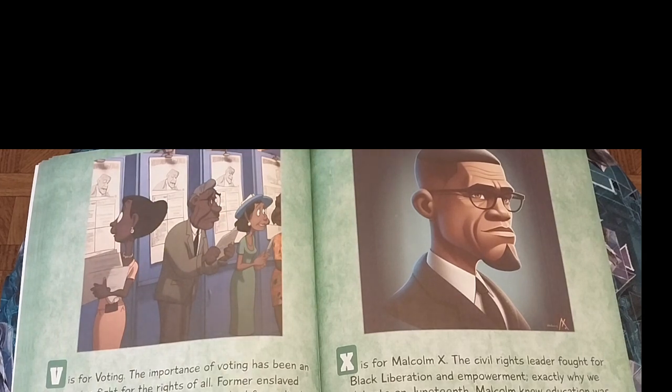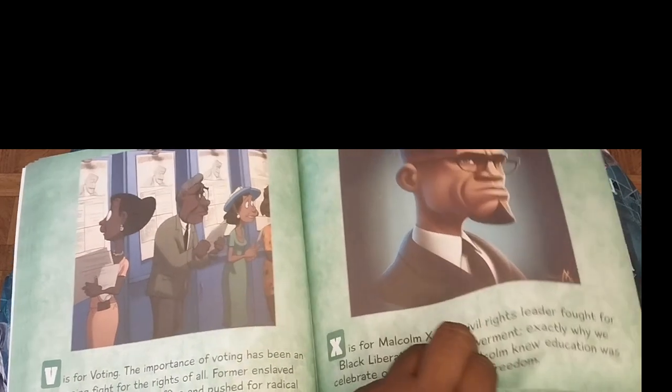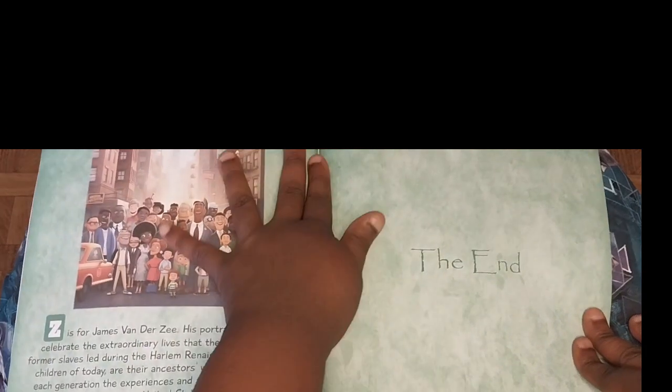X is for Malcolm X. The civil rights leader fought for Black liberation and empowerment. Exactly why we celebrate on Juneteenth. Malcolm knew education was the pathway to freedom. Yes, educate yourselves, guys. Educate yourselves.